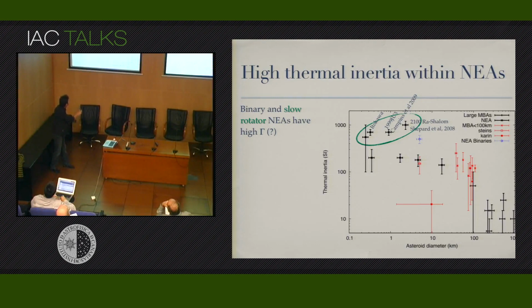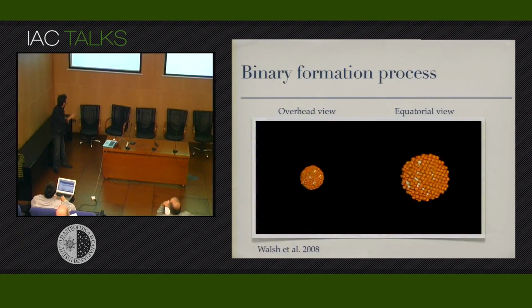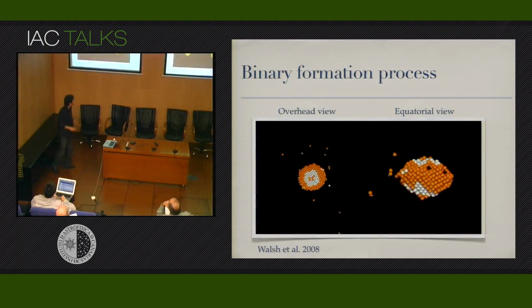These got this thermal inertia. They look to have higher thermal inertia than normal NEAs. So do binary NEAs. Binaries tend to have a higher thermal inertia. And we think that the reason is a resurfacing process. This is something like a proxy. This is a simulation that shows what's going on if we take an asteroid, a rubble pile, which is only a gravitational aggregate, and we spin it up.